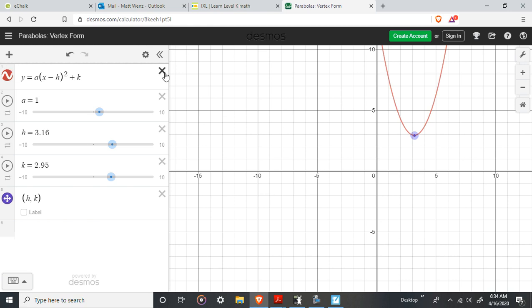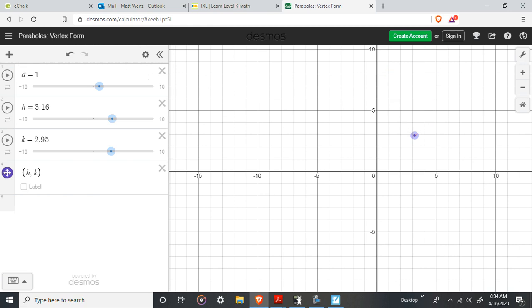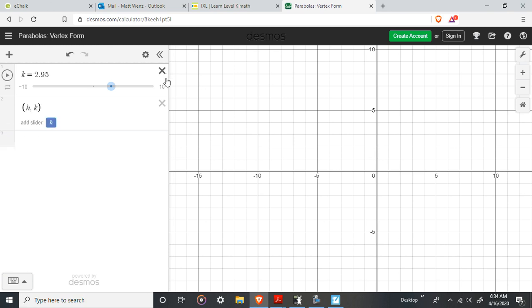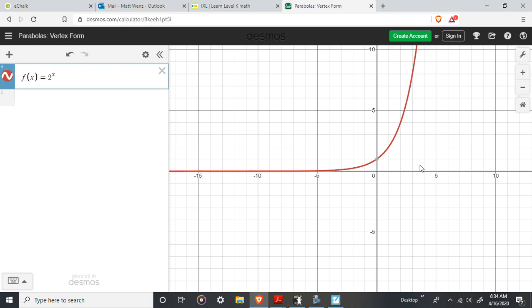And the last one, which Desmos does not have a thing for, is going to be an exponential function, okay? And I guess I'll throw in an absolute value once, even though it's not on your work, okay? Exponential function will look something like this. Okay, this is an exponential function.